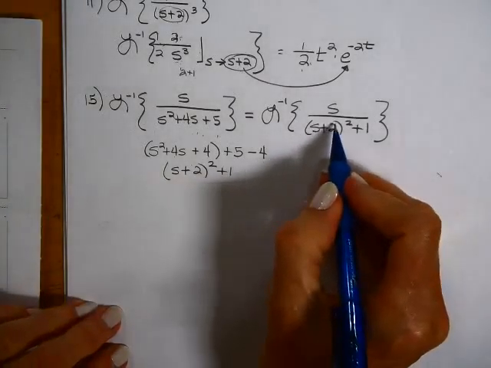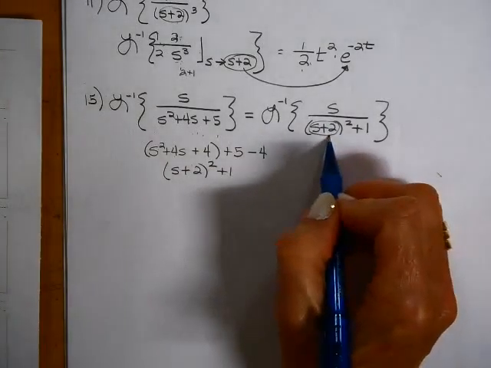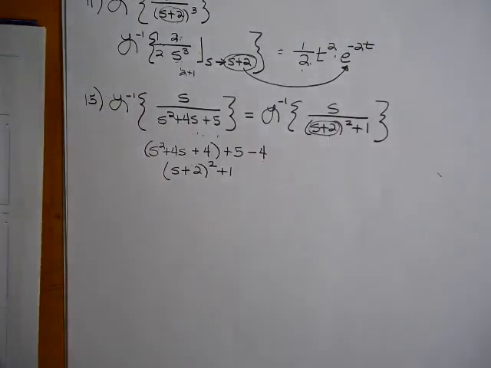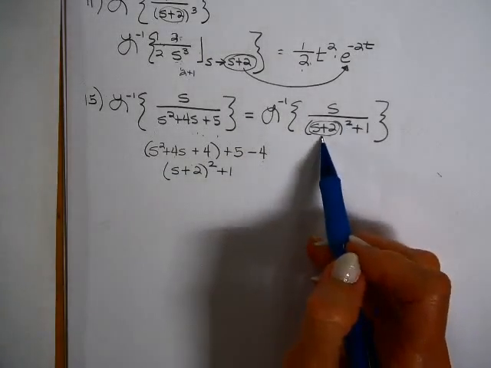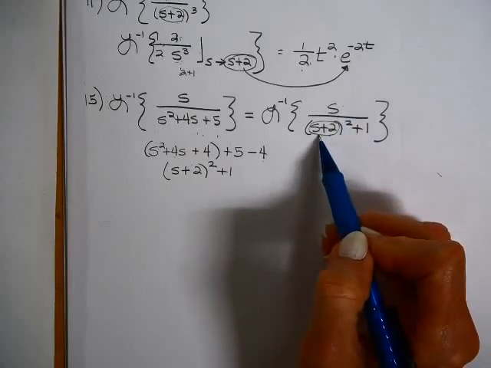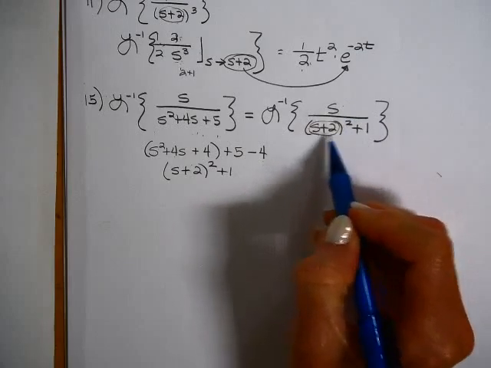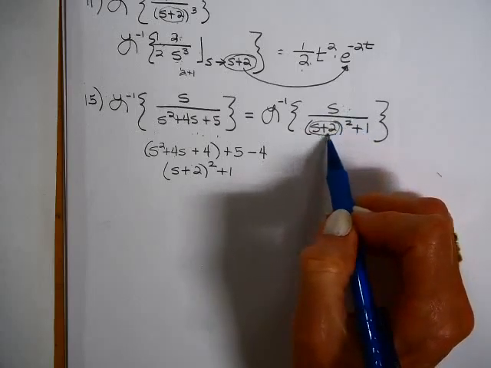Now, this represents a shift. The s plus 2 represents a shift because there's no s plus 2 in your table. There's an s, but no s plus 2. Now, if you look at the cosine formula, you're supposed to have an s here and an s here. If this is s plus 2, then this one has to be an s plus 2 also. This top thing right here has got to match this one exactly.